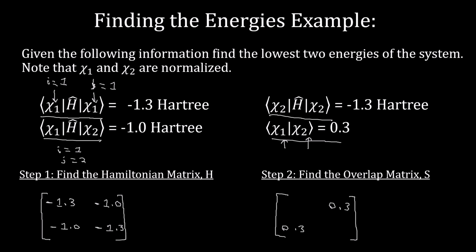However, we're not actually given chi1 chi1, which we want for the top left, and we're not given the bottom right, which is chi2 chi2.